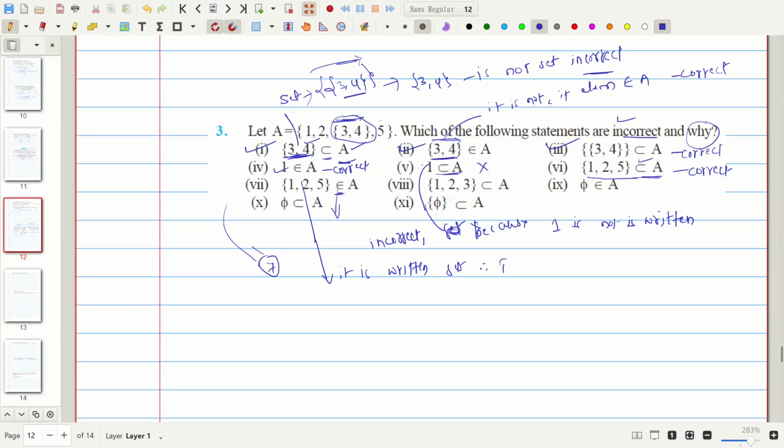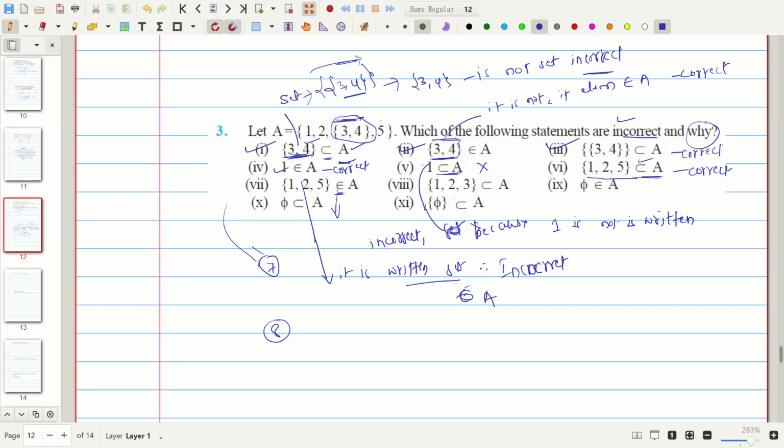Therefore it is an incorrect statement. It is written as a set, and the set does not belong to A. Like that we have to write. So therefore the seventh one is incorrect.